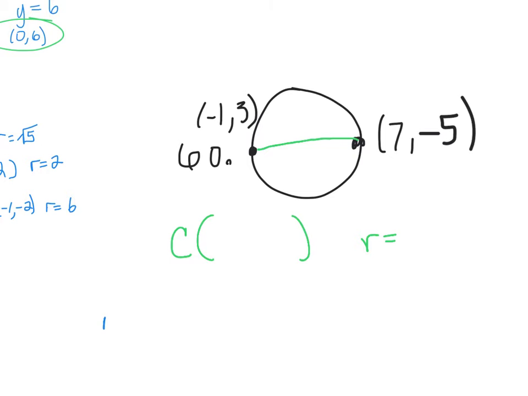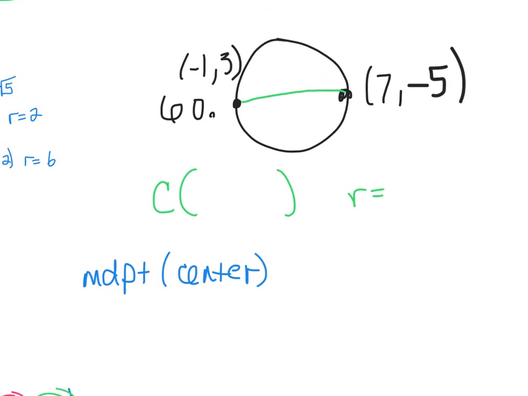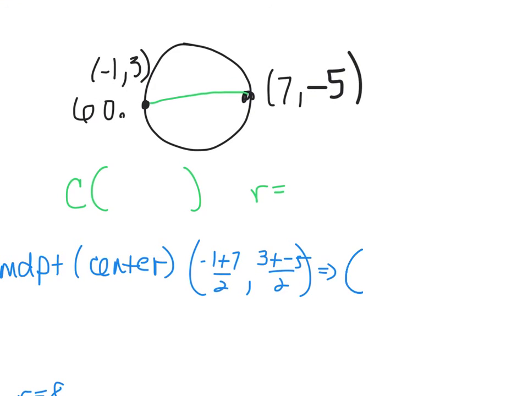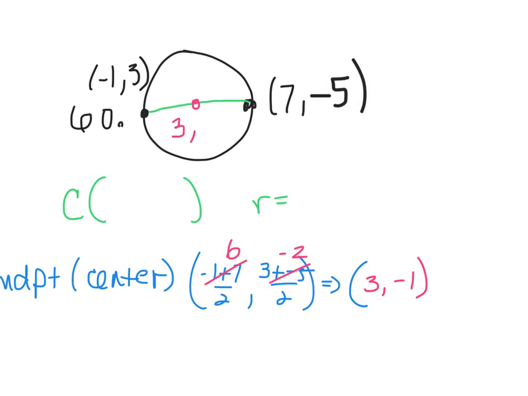So given those 2 points, how would I find the center? The midpoint formula. So I'm going to find the midpoint because that's going to help me find the center. So I take my 2 x's and I do what? So I have (-1 + 7) divided by 2, and then I have (3 + -5) divided by 2. What's -1 plus 7? 6. 6 divided by 2 is 3. What's 3 plus -5? -2 divided by 2 is -1. Okay? So my center is right here at (3, -1).